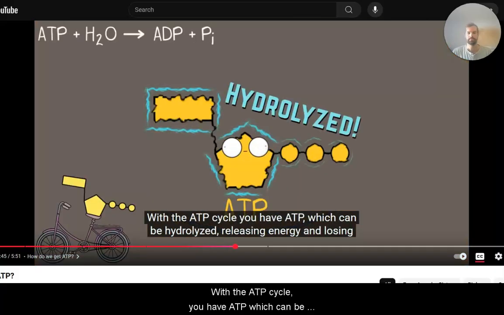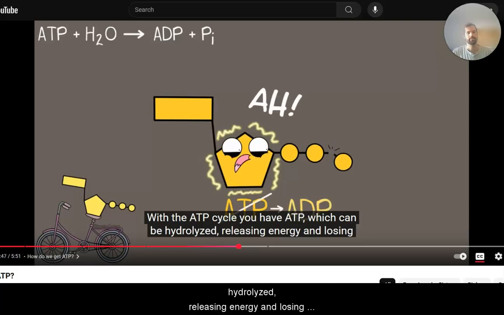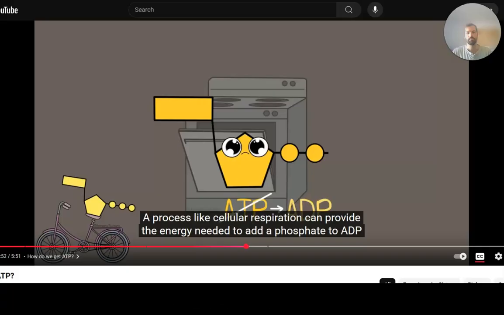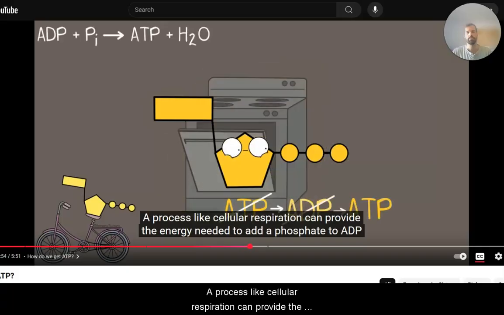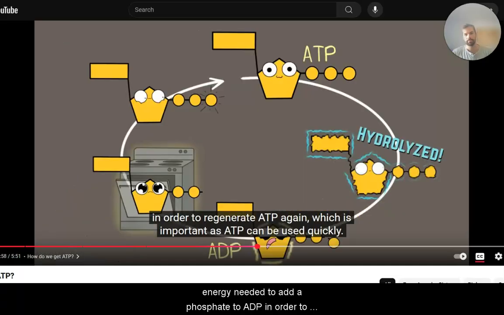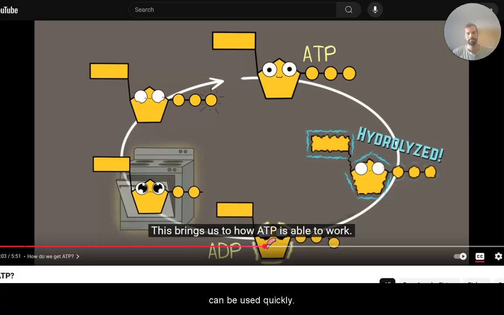of a cycle. With the ATP cycle, you have ATP, which can be hydrolyzed, releasing energy and losing one of its phosphates in this process. A process like cellular respiration can provide the energy needed to add a phosphate to ADP in order to regenerate ATP again, which is important as ATP can be used quickly.